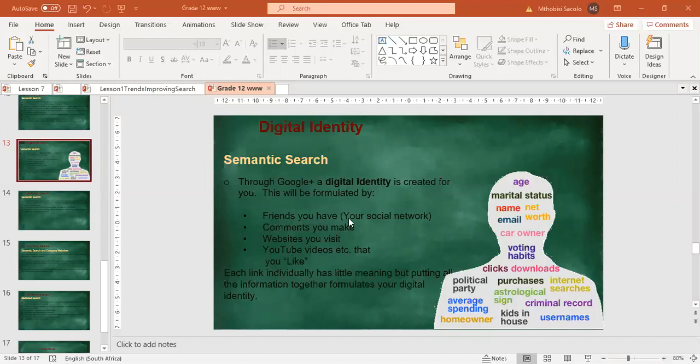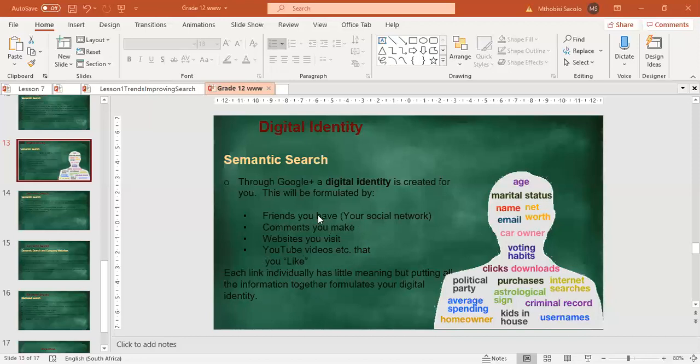So it will check mostly your social media friends, maybe your Facebook, the comments you make, and then the websites that you visit, the YouTube videos that you watch, the ones that you like. So right here, this is your digital identity.